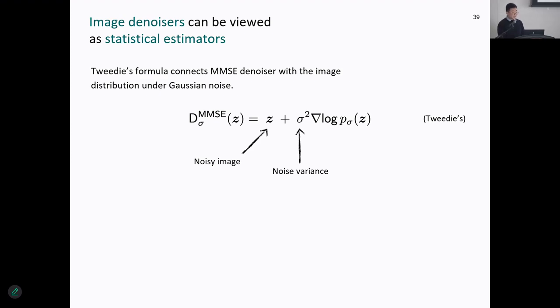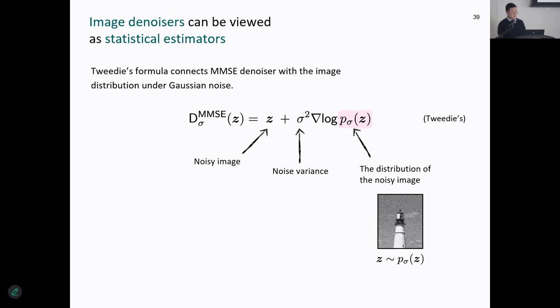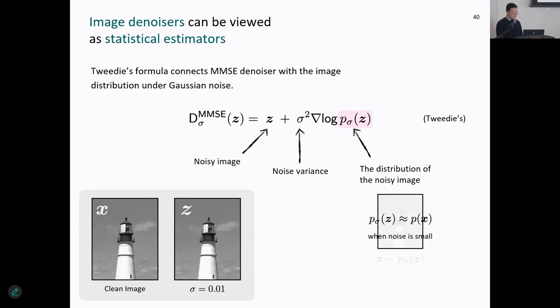In order to explain the gradient term, let me first tell you what P sigma is. P sigma is the distribution of the noisy image. However, if the amount of noise is really small, so we set sigma to a very small value, then the two distributions will be the same. So the noisy image distribution will equal the clean image distribution. Here is a visual example. Left is the clean image, right is a noisy image with a very small amount of noise. You can barely tell the difference between the two, even if you try hard.